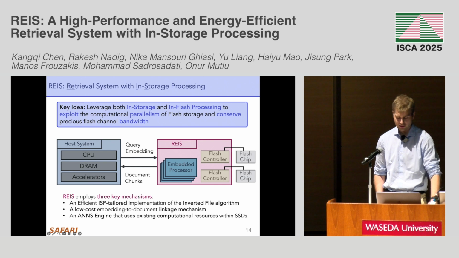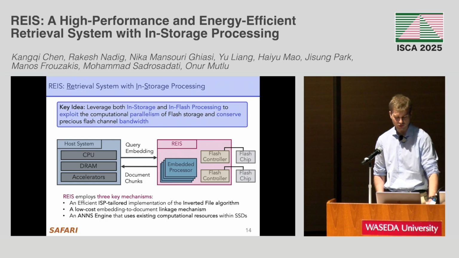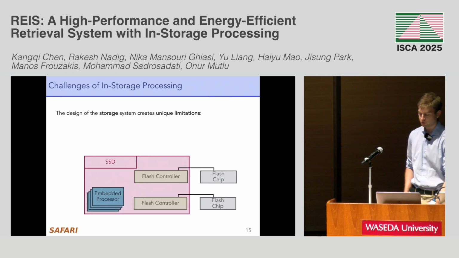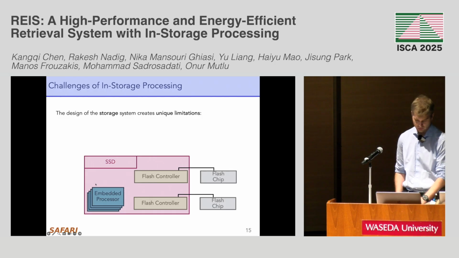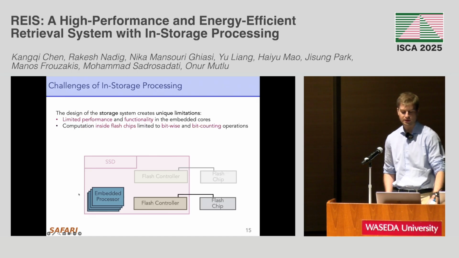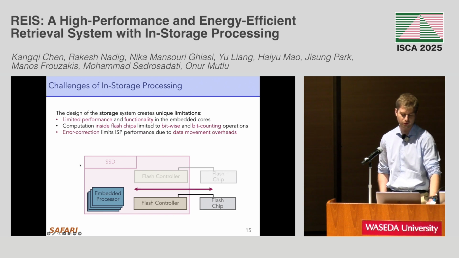To achieve this, REIS employs three key mechanisms: an efficient ISP-tailored implementation of the inverted file algorithm, a low-cost embedding to document linkage mechanism, and an ANNS engine that uses existing computational resources within the storage system. However, the design of the storage system creates unique limitations. For example, the embedded cores of the SSD have limited performance and functionality as they lack floating point support. Also, computation inside the flash chips is limited to simple bitwise and bit counting operations, and error correction limits ISP performance due to the data movement overheads of moving data from the flash chips to the embedded processor in order to perform error correction.